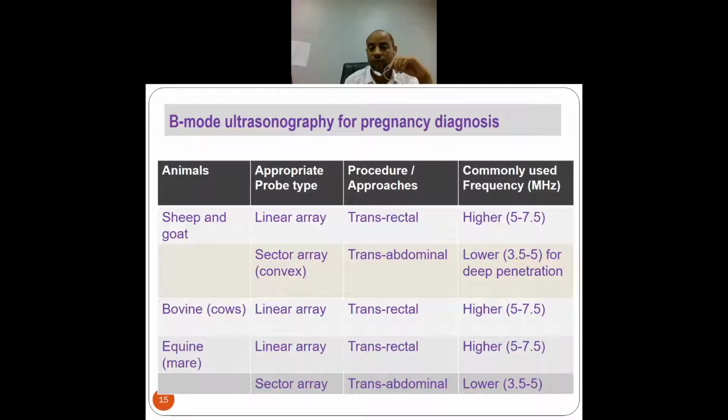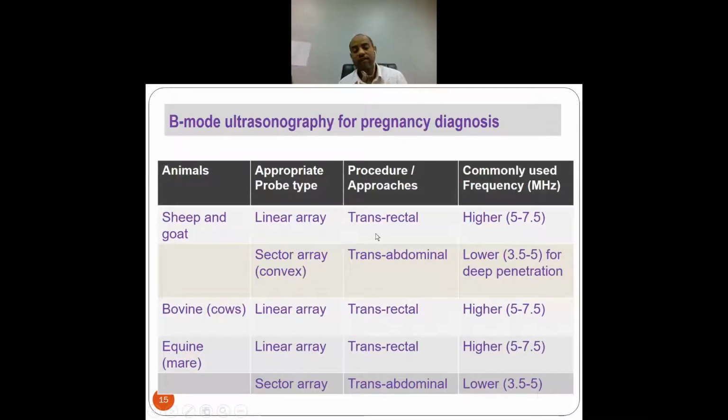And the frequency range that we can choose is higher in this case because there is a close proximity between the organs to be scanned in the rectum and the probe itself. There is a very close proximity between the ultrasound probe and the organs to be scanned, like the ovary and the rest of the system. Because of that, you can use a higher frequency range, which provides better resolution and image quality.